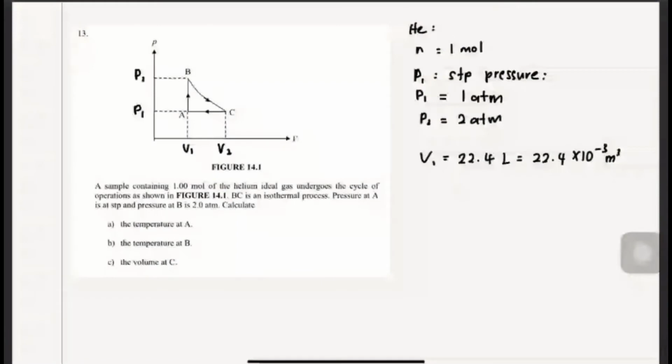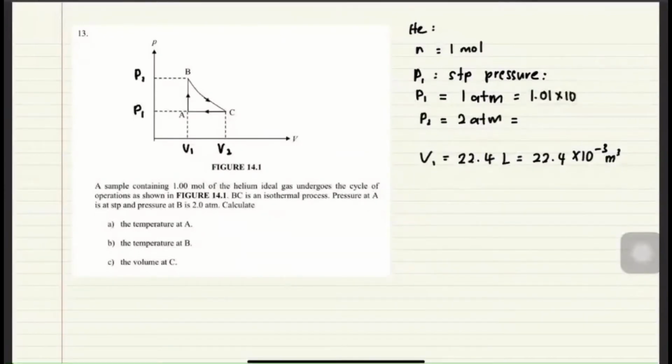1 atm you can convert to Pascal. You can use 1.01 if you want to. Just double check the atm to Pascal. We use 1.01 times 10 to the power of 5. So this would be 2.02 times 10 to the power of 5 Pascal. Okay, now you have all the information.